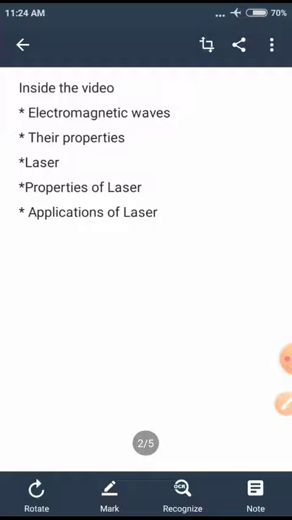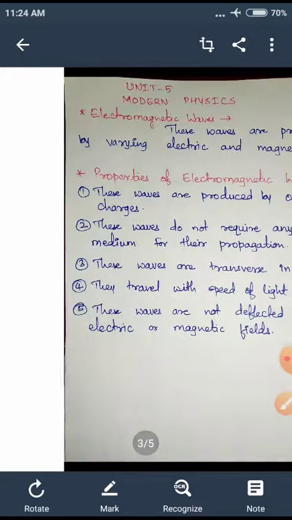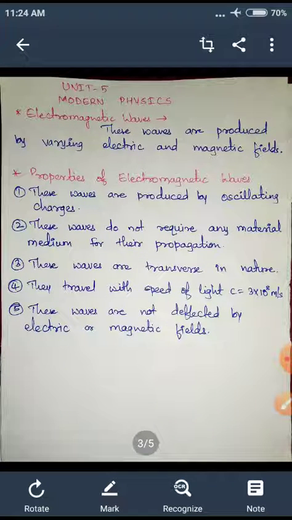So what are electromagnetic waves? It is the combination of electric and magnetic waves. The name suggests electromagnetic, so it is the combination of electric waves and magnetic waves. These waves are produced by varying electric and magnetic fields.